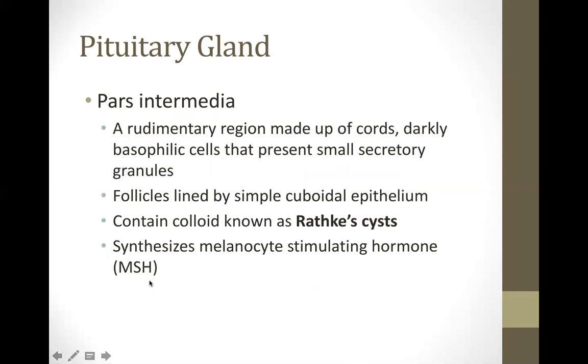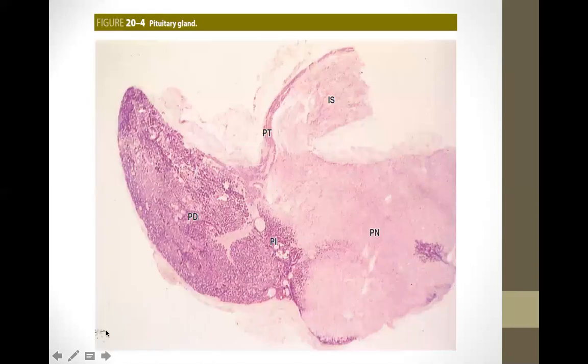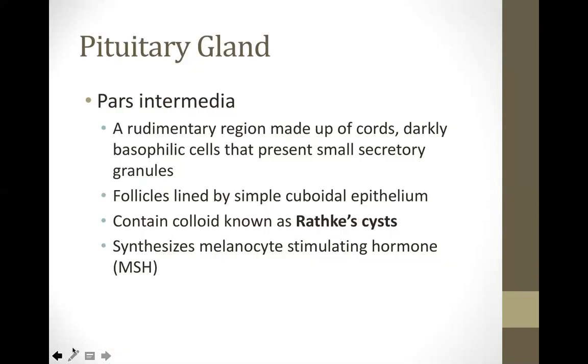And lastly, there is the pars intermedia that is found between the anterior and posterior pituitary. Nasa gitna siya. This is just a rudimentary region that is made up of cords of darkly basophilic cells that present small secretory granules. The follicles in the pars intermedia are lined with simple cuboidal epithelium, and the characteristic feature of your pars intermedia are your Rathke's cysts. Okay, meron ba tayong picture dito, Rathke's cysts? Okay, mamaya, bigyan ko kayo ng example ng Rathke's cyst.